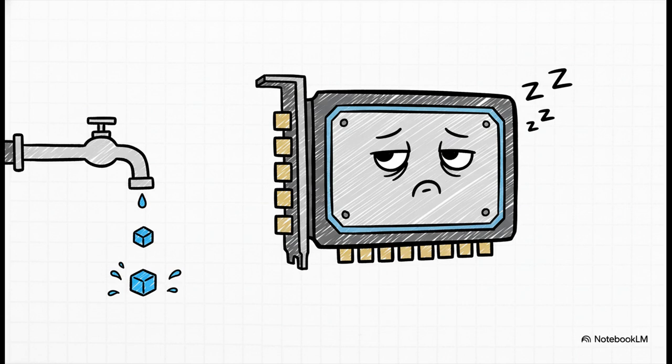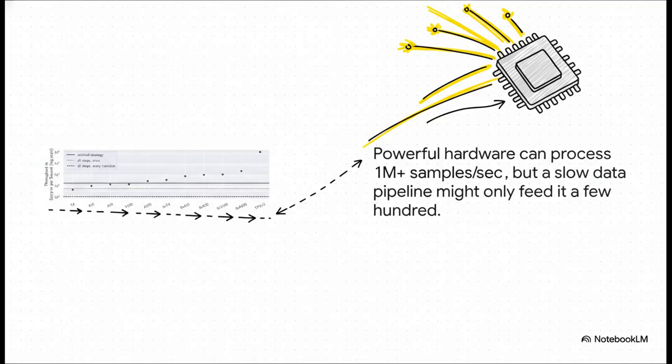You can have the fastest GPU on the planet, connected by the most powerful cable imaginable, but if you can't feed it data fast enough, it just sits there. It becomes a very expensive, very idle piece of silicon. It's literally being starved. And this chart puts the whole problem into such stark perspective. Look at the top. A powerful piece of hardware, like a TPU V3, can absolutely chew through over 1 million samples per second. That's its potential.